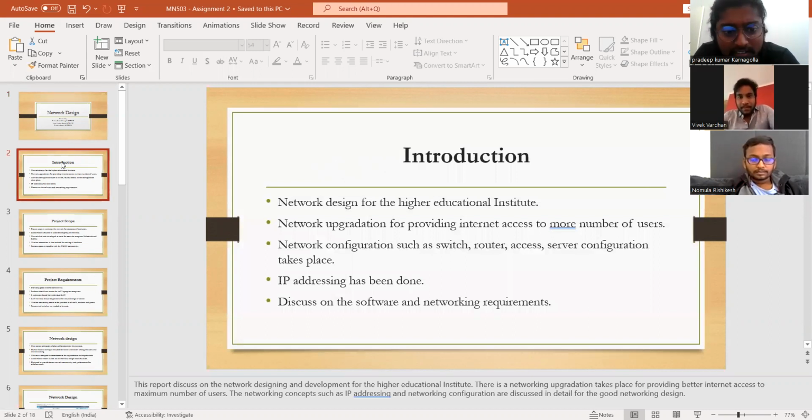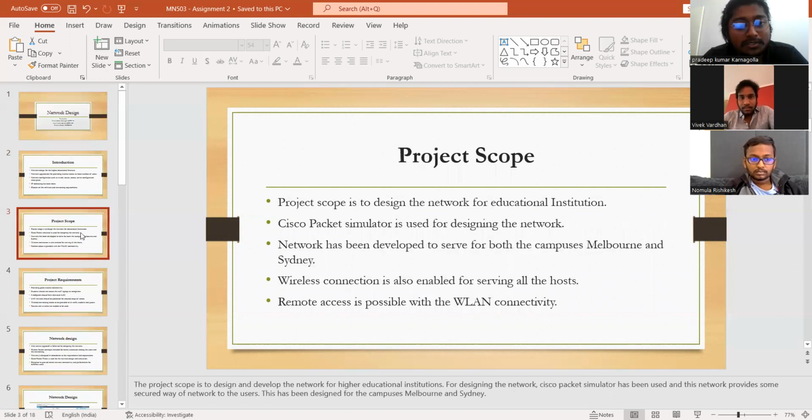The network design is used for higher educational institutes, for designing and developing networks for higher education. A network operation takes place by providing better internet access to the maximum number of users. The network concepts such as addressing and network configuration are discussed in detail for a good networking design. Here is the project scope.